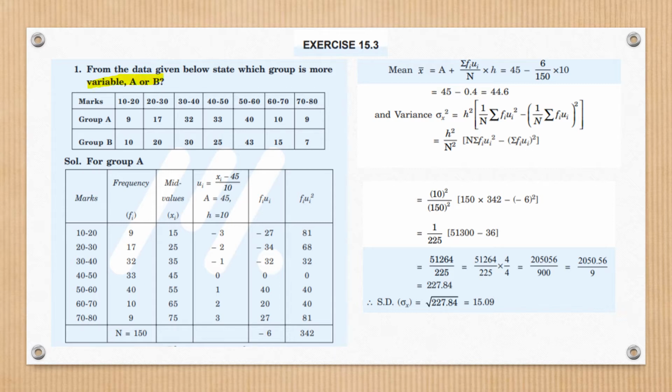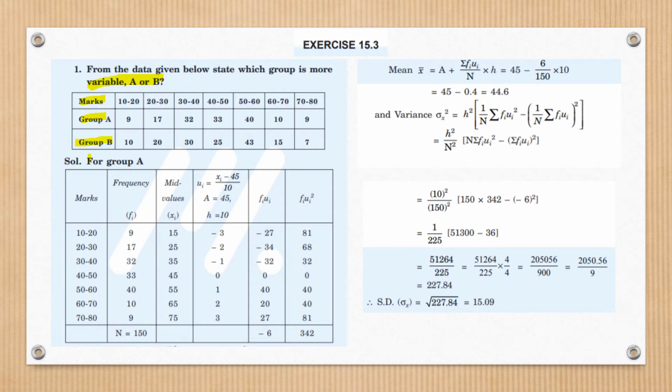There are two data sets given to you, the class intervals with marks, group A and group B, and the corresponding frequencies are given. So you have to compare the data and show which group is more variable, A or B. So let us see how to start solving it.